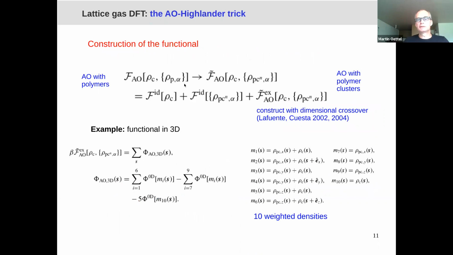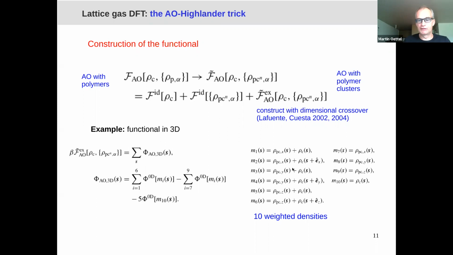Okay, and then we construct this functional as follows. So we have this AO model in the standard formulation. Then you map it to this polymer cluster model, where the polymer clusters become hard. And then we construct the excess free energy with this dimensional crossover. And here's an example of how this result in 3 dimensions actually looks. So here, phi is the usual free energy density for the excess part of the free energy. And we have here 10 weighted densities in the 3-dimensional case.